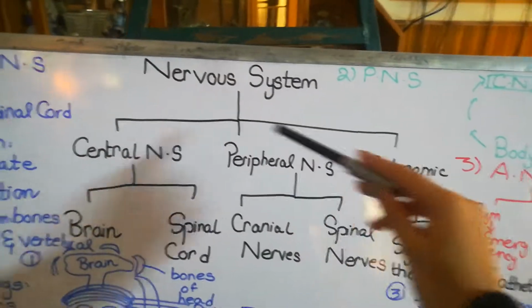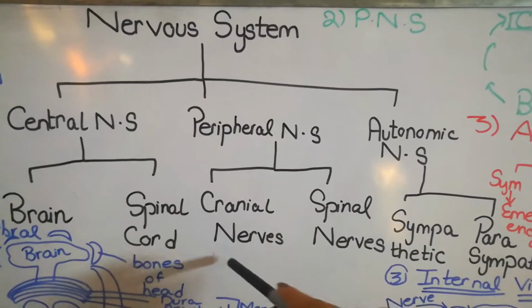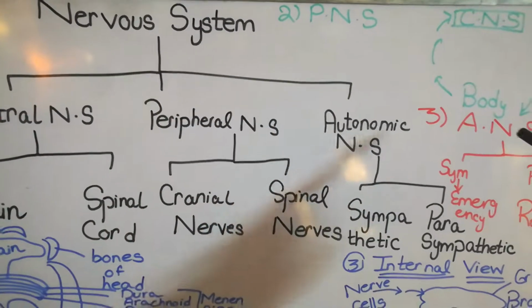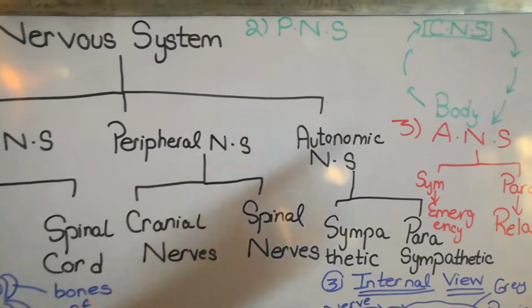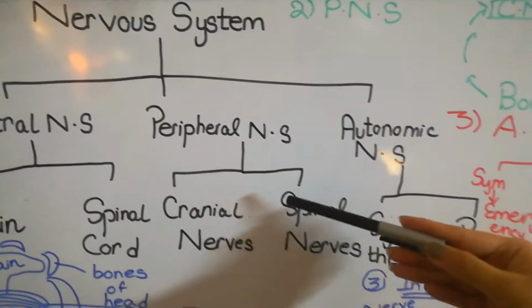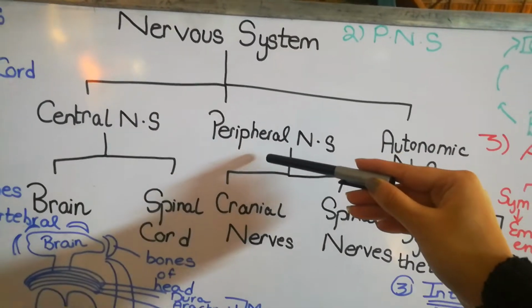Then you have the nervous system which consists of your nerves. The cranial nerves carry impulses to the brain and from the brain to our body, and the spinal nerves carry impulses from the body to the spinal cord and then back to the body. These two, cranial and spinal nerves, together form the peripheral nervous system.